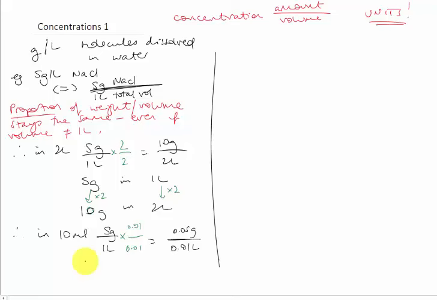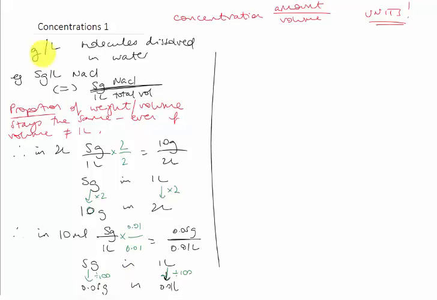I could do this my other way, my preferred way. If we've got 5 grams in 1 litre, and we want 0.01 litre, then here we've got to divide by 100, and so we also have to divide this by 100, so that gives 0.05 grams. So this works out the same. Alright, so that's your chemicals.